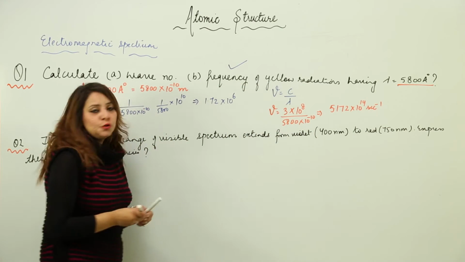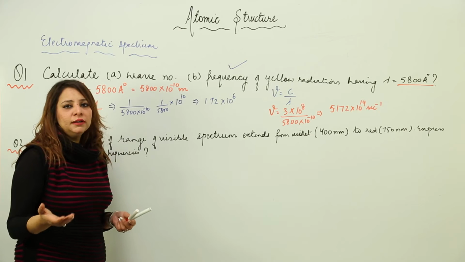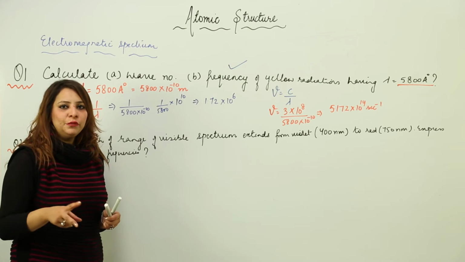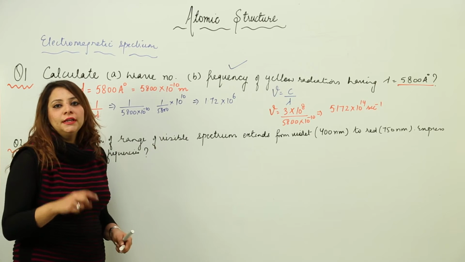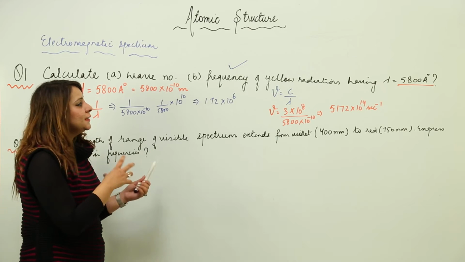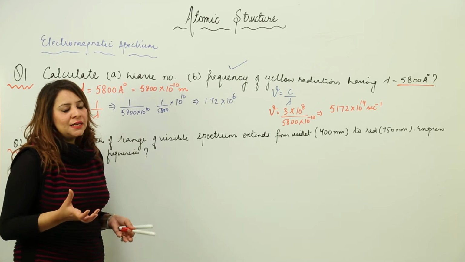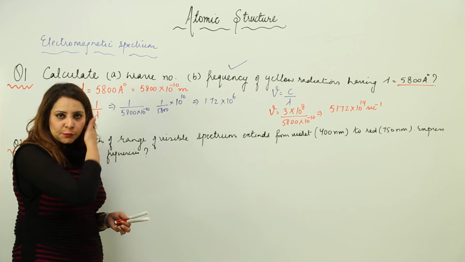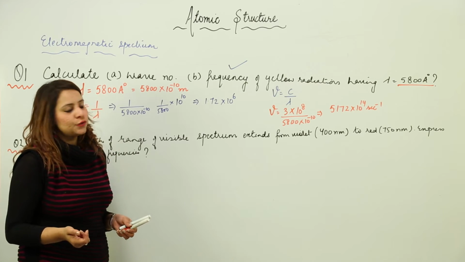So how did we do this numerical? We just took the relation between the wave number and wavelength, and the relation between nu and the wavelength. So you just need to manipulate the formulas according to what is being given and what is being asked in the question.